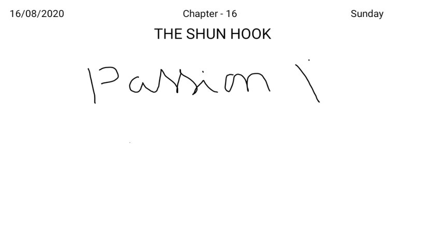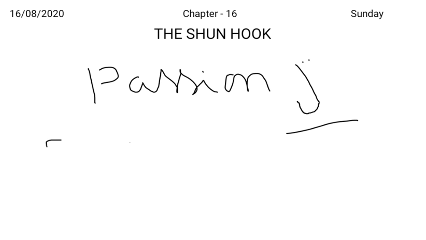Next. If there is no initial attachment for the straight stroke, how we represent the shun is we take the vowel into consideration. For example, passion. Pa. Here there is no attachment. So here we take the vowel into consideration. The vowel is at the right hand side. So you write the shun hook opposite to the vowel.